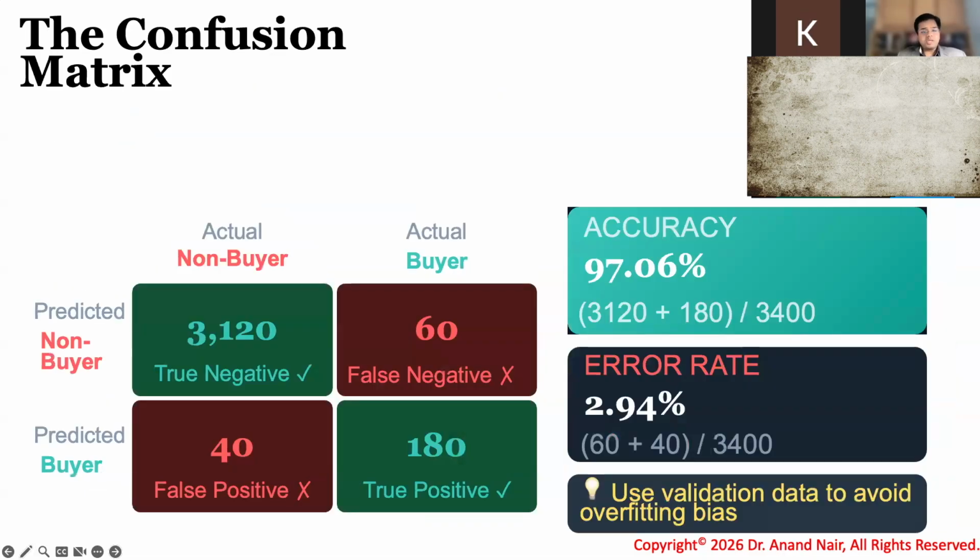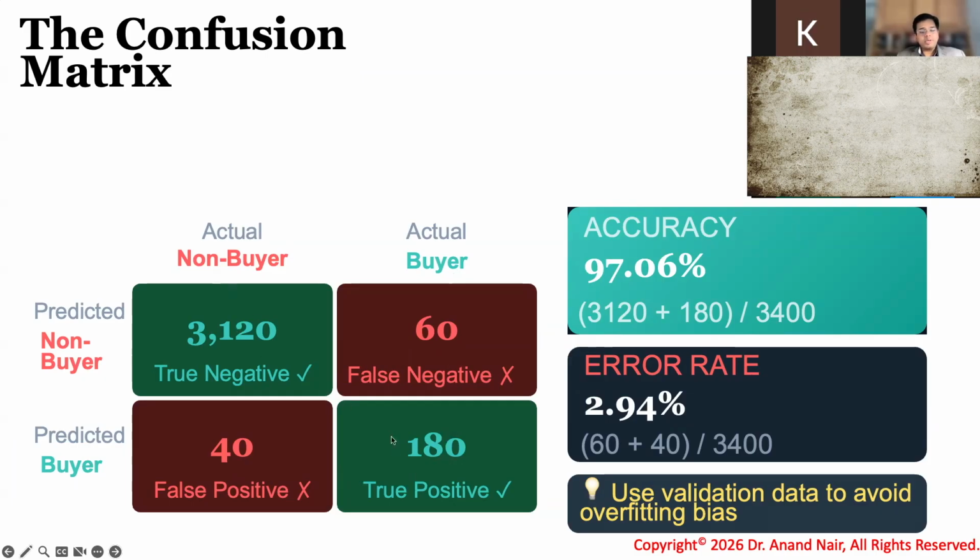So that's where the confusion matrix comes in. This is ground zero for understanding classification performance. Essentially what you see here is predicted values, predicted as non-buyer and predicted as buyer, and the actual non-buyer and actual buyer. We ideally would want our model to predict the actual correctly. These greens are the ones where a non-buyer is correctly predicted as non-buyer. So 3,120, these are true negatives, truly non-buyers. And these 180 are true positives, truly buyers, right? Predicted buyer, and they were actually buyers.